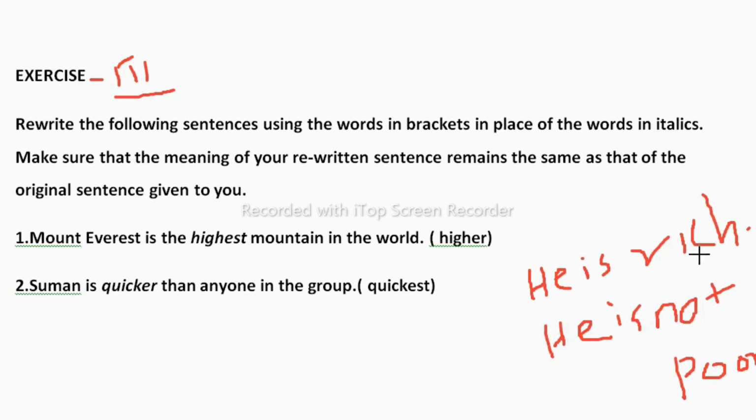He is rich and he is not poor. Both the sentences are giving the same meaning. So this type of sentences are called transformation. So here also you have to do the same thing. You have to rewrite the sentence by using the comparative degree. Here they have given you superlative degree. You have to use the comparative degree and rewrite the sentence, but you should not change the meaning. So let us see how we can write it.